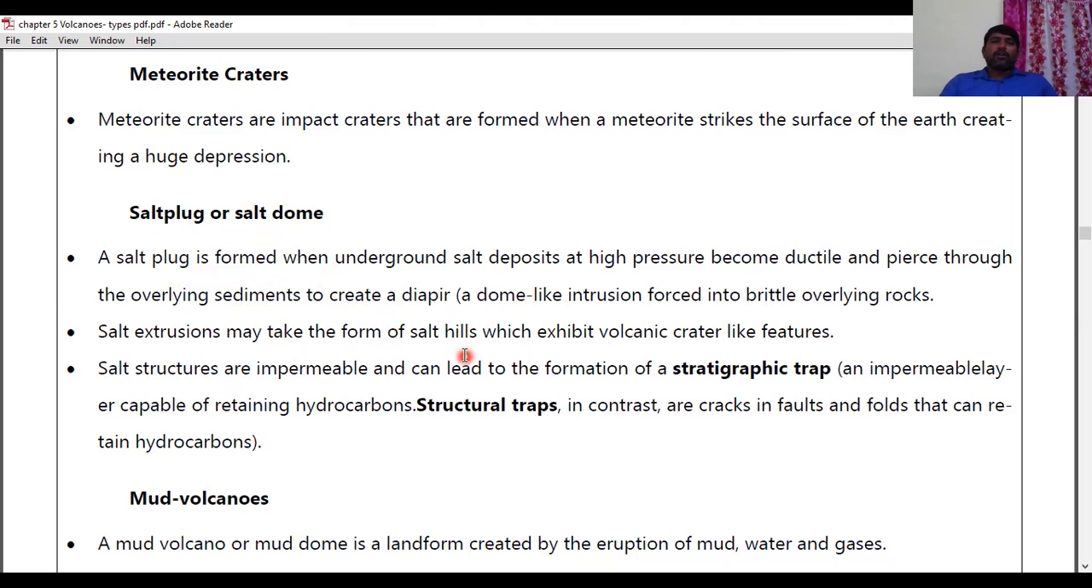Salt structures are impermeable and can lead to the formation of a stratigraphic trap, an impermeable layer capable of retaining hydrocarbons. Structural traps, in contrast, are the cracks and folds that can retain hydrocarbons.